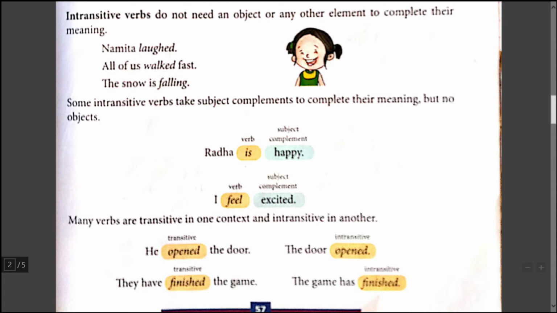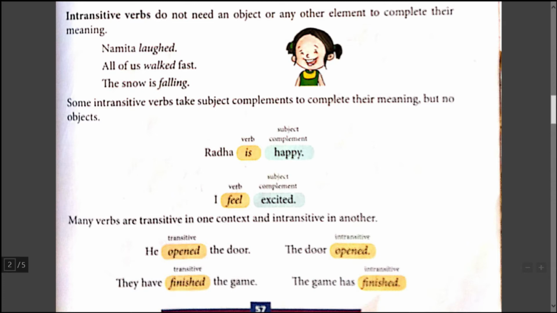Some intransitive verbs take subject complements to complete their meaning but no objects. Let's see how a subject complement is taken. Radha is how? Happy. So happy is the subject complement. If the sentence was only Radha is, would it be complete? No. So to understand what Radha is, we are using a subject complement to complete the sentence. Complement means to complete the sentence, something is used, that is called complement. Second one, I feel excited. I feel how? Excited. So here excited is the subject complement and feel is the verb.